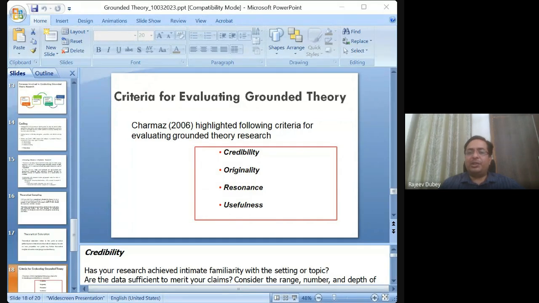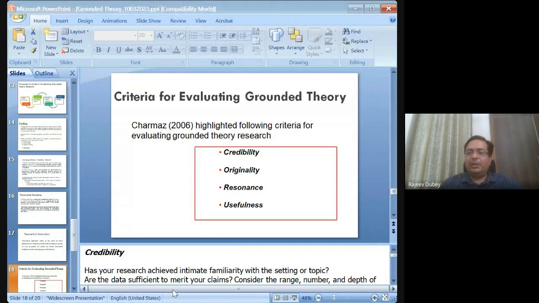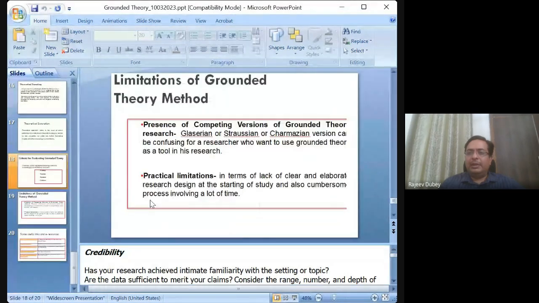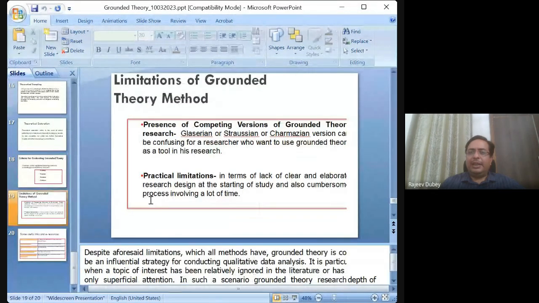These questions, if addressed adequately, take us to the idea of evaluating how good the grounded theory is. How good is the grounded theory which you have developed? Now, grounded theory is not without limitations. There are many limitations to grounded theory.